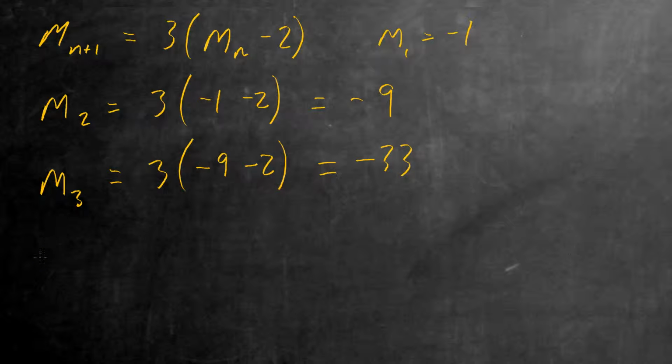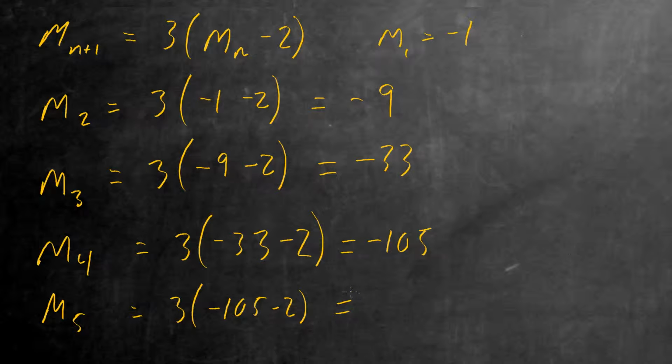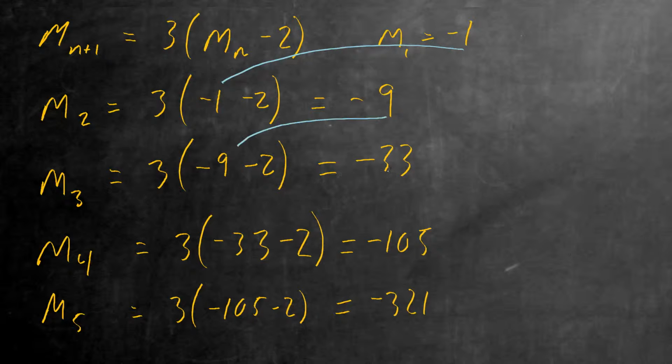It's going to get kind of big pretty quick. m4 is equal to 3 times negative 33 minus 2, which is going to be negative 105. And finally, m5 is 3 times negative 105 minus 2, negative 107 times 3, let's call that negative 321. So we've got our 5 terms written out. We use the term before it. The 1 goes in, the 9 goes in. You can definitely see that. Let's try one more.